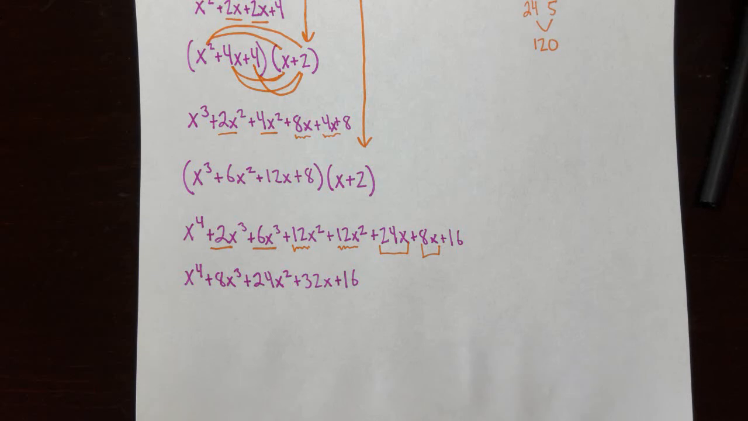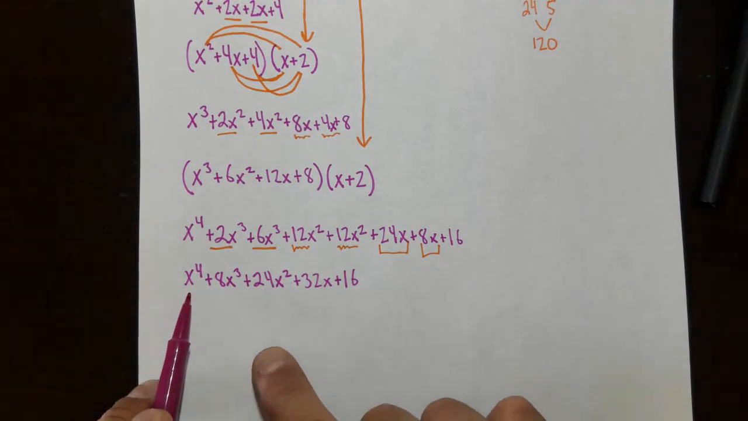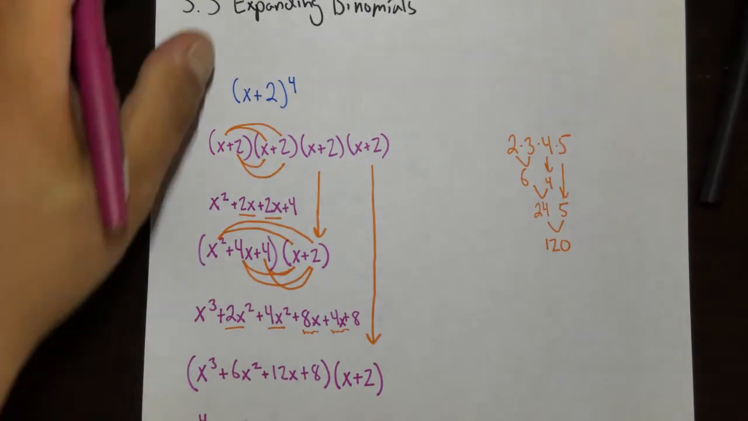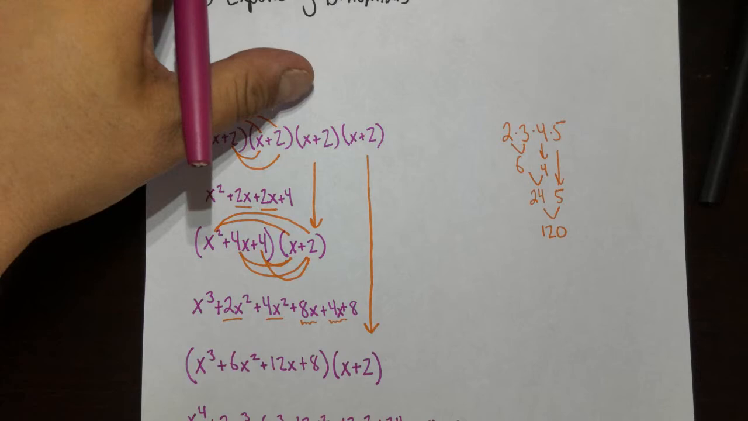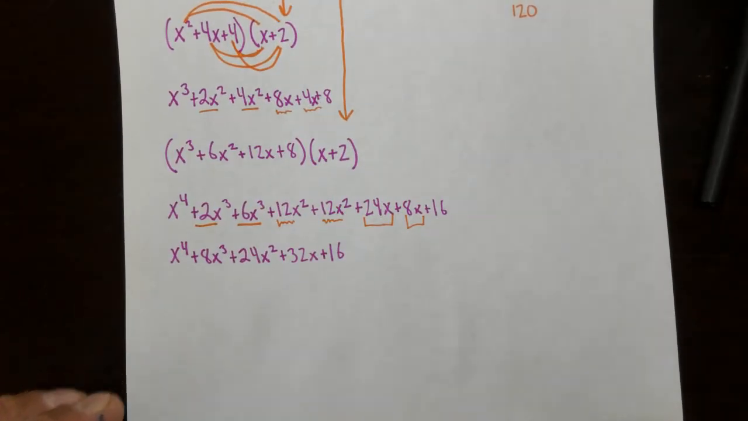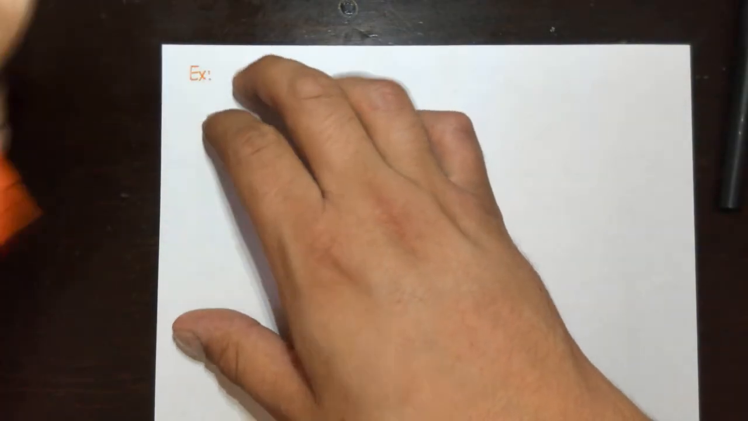So that was a lot of algebra that we just did, but this is our expanded form of x plus 2 to the 4th power. So let's go over another example here. I mean, all of these act the same way, so it's not like we're going to be getting many new things here. I just thought we'd do another example just for practice.